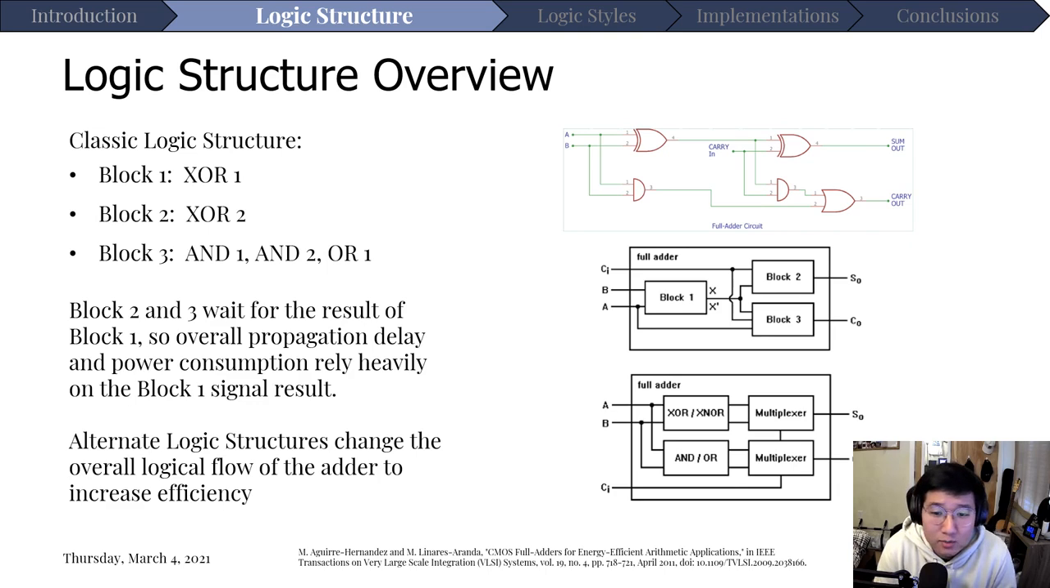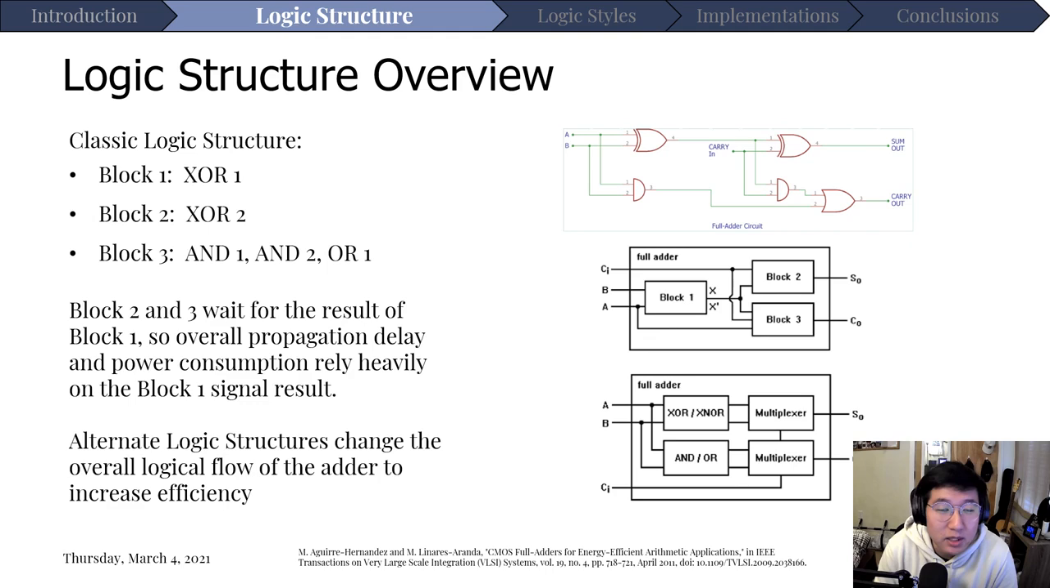So if you take a closer look at this structure, what you'll realize is both block 2 and block 3 rely on having to know what the output of block 1, or the XOR of A and B, is in order to actually move on. So in this logic structure, the overall propagation delay and the power consumption basically rely heavily on this first block. This first block has a heavy influence on the entire structure.